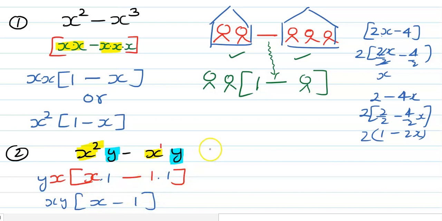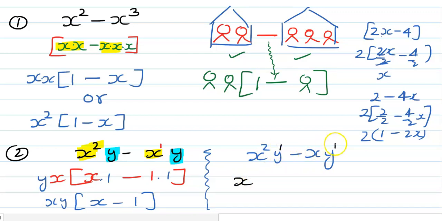I have explained in detail. I can explain in a short way like this: x square y minus xy. See here. Here x is 2, here x is 1, so 1x is out. Here y is 1, here y is 1, so 1y is out. So what is left here? Out of x square y, 1xy is out. So 1x is left.